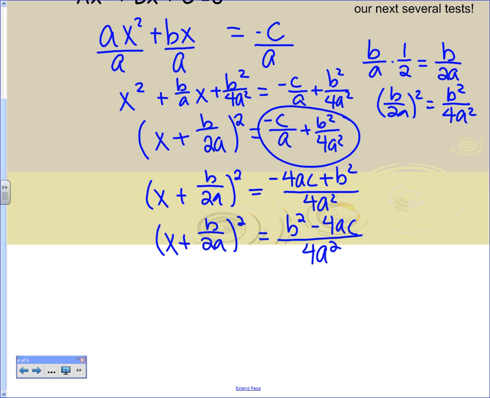Make sense? Do you see how that works? All I did was rewrite the order. Yeah, we're actually getting to the quadratic formula. All right, now what do we do? When we take the square root, what do we have to do on the right side? Plus or minus? Oh my gosh.